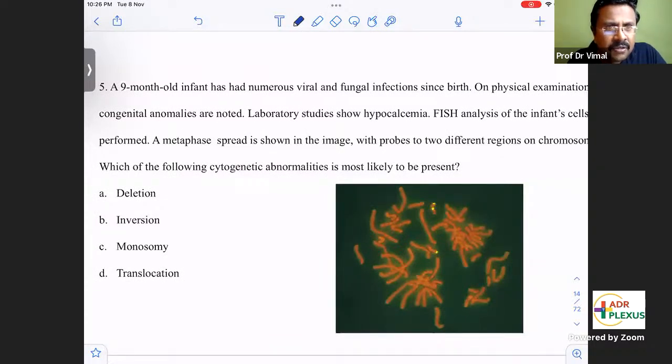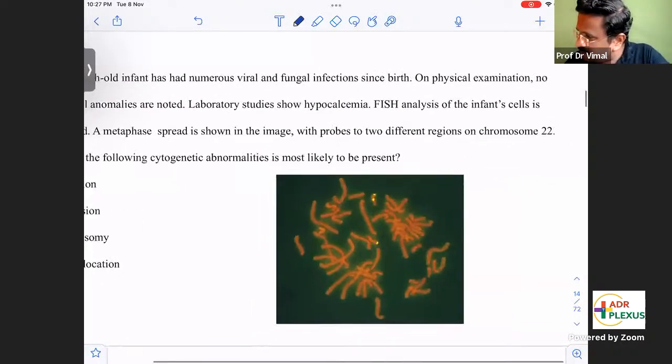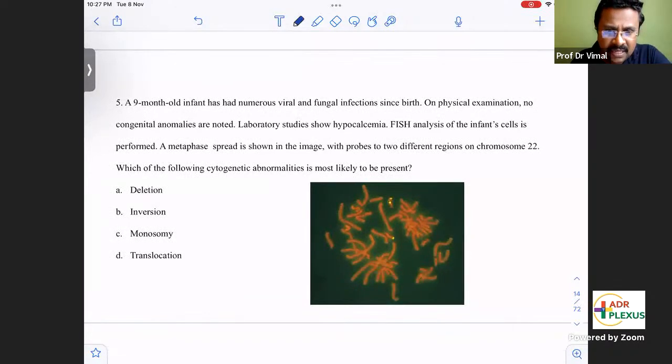Now, another MCQ: a 9-month-old infant has had numerous viral and fungal infections since birth. On physical examination, congenital anomalies are noted. Laboratory studies show hypocalcemia. FISH analysis of the infant's cells is performed, and a metaphase spread is shown in the image, with probes to two different regions on chromosome 22. Which of the following cytogenetic abnormalities is most likely to be present? So what is the technique?